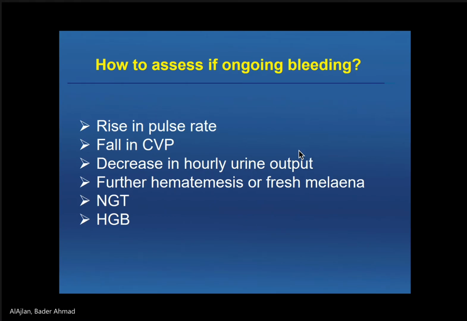Also, if you have connected to a central line, you can measure the central venous pressure, and if you see a drop, it means that his volume is down. Also, the urine output can give you an indicator that he's losing volume. NG tubes, as I mentioned, it's technicality, you might use it if the patient has an NG tube. You can try to suction and see if there is any fresh blood coming. Of course, hemoglobin is one of the last things I will look at. As I mentioned before, it reacts slowly to the events.